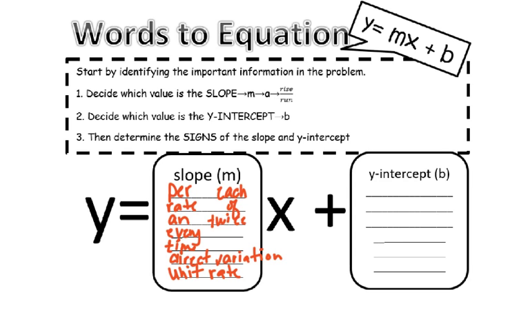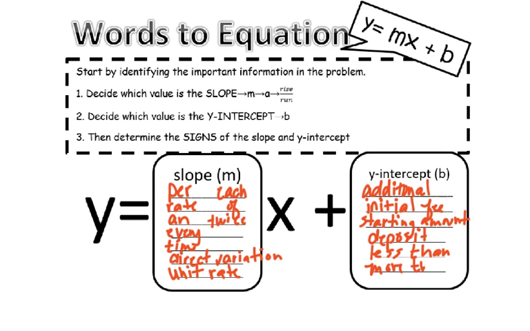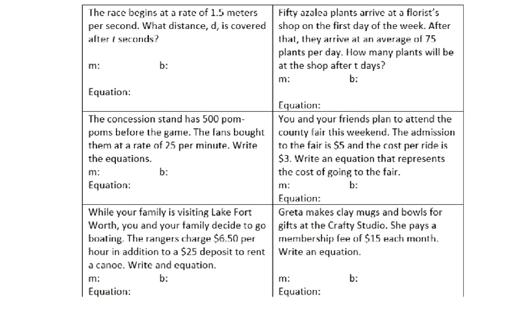So y-intercept keywords are additional, initial fee, starting amount, deposit, less than, and more than. So now let's practice this.